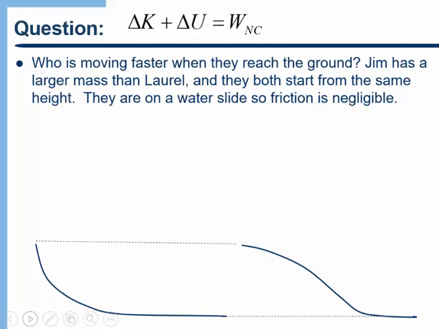Let's go back to our problem of Jim and Laurel and actually solve for their final velocity. So if you remember, we had Laurel over here on this slide, we had Jim over here on this slide, and we'll even look at taking John and just letting him fall. So what is the speed that each of these people are going when they get to the bottom? That's what we want to figure out.